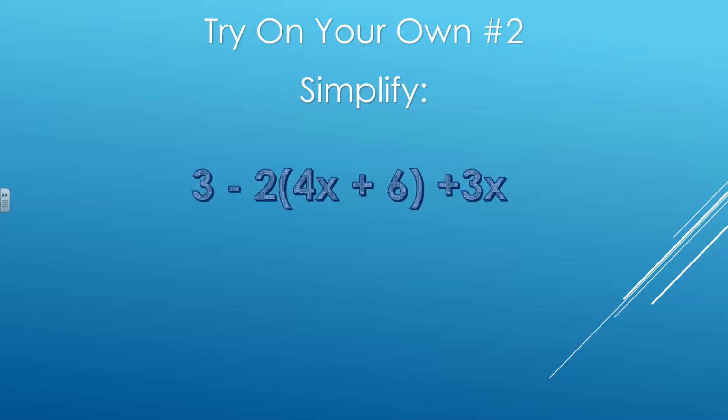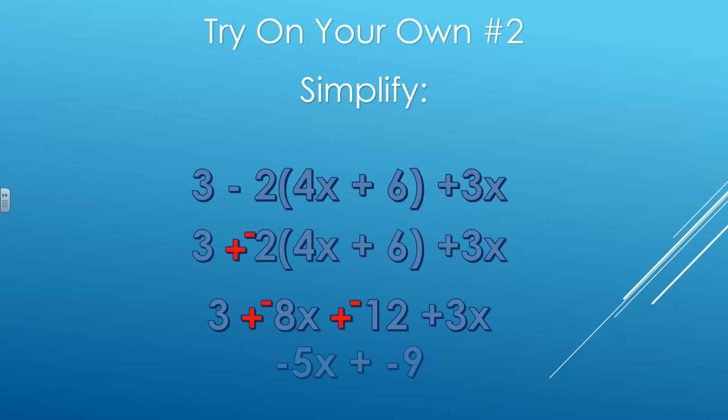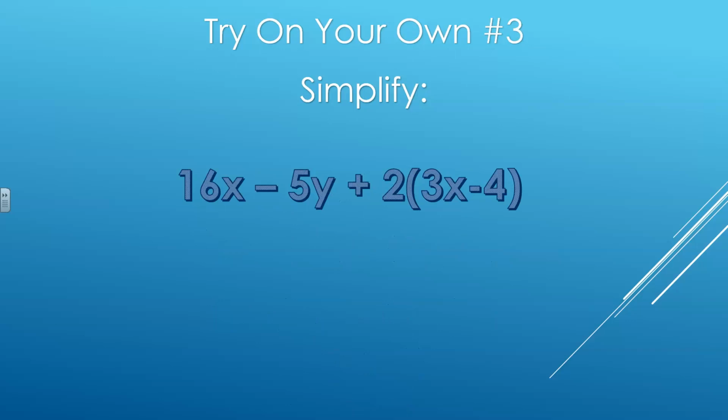Here's your second try on your own. 3 minus 2 times 4x plus 6 plus 3x. Go ahead and pause the video. We should get negative 5x plus negative 9, or remember that add the negative or add the opposite, we get negative 5x minus 9.